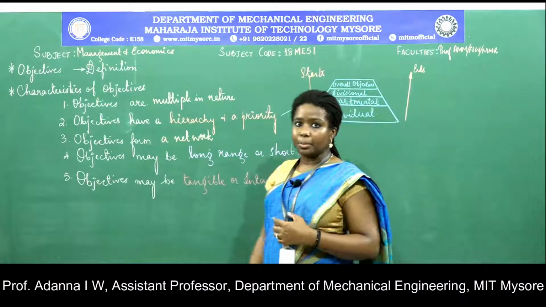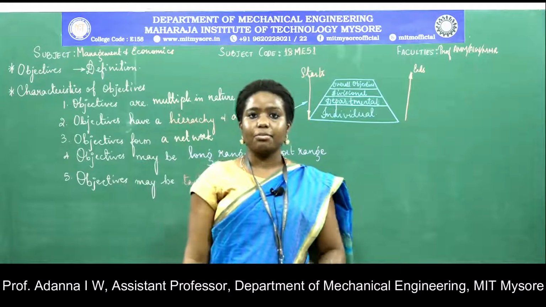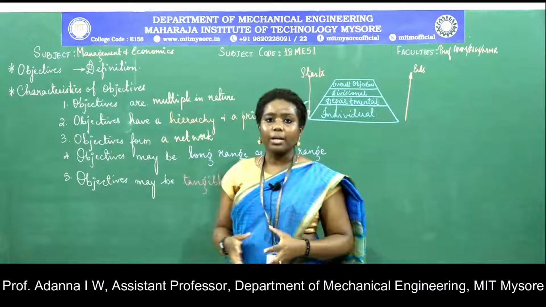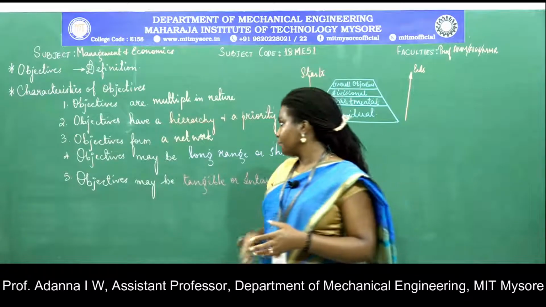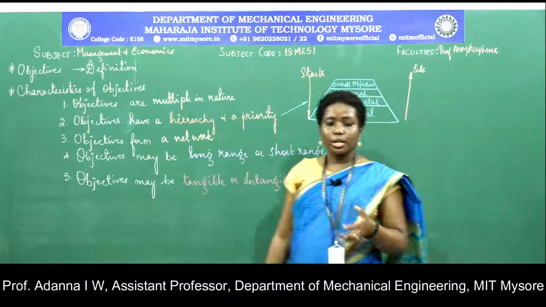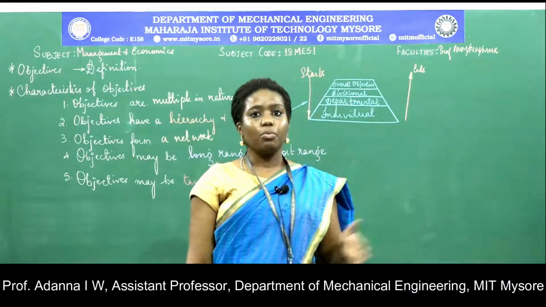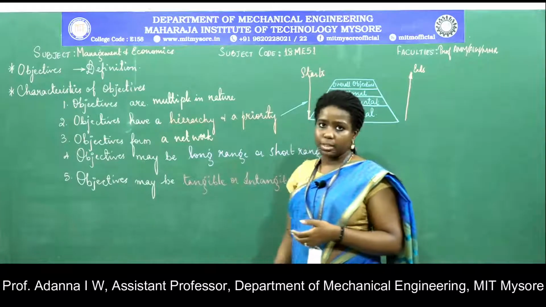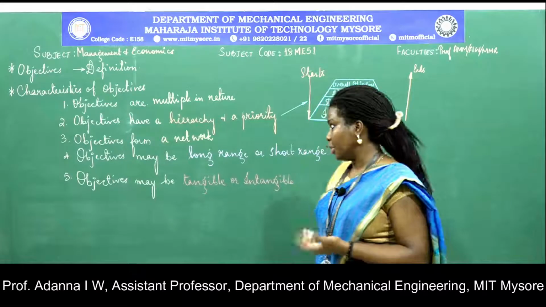Objectives form a network between different departments. Network and coordination between various people within the organization all come because everyone has a common objective or everyone is working towards a common goal. Objectives may be long range or short range. Short range objectives will differ from one department to another, one event to another, whereas long range objectives are more like statutory plans that are made by the organization.